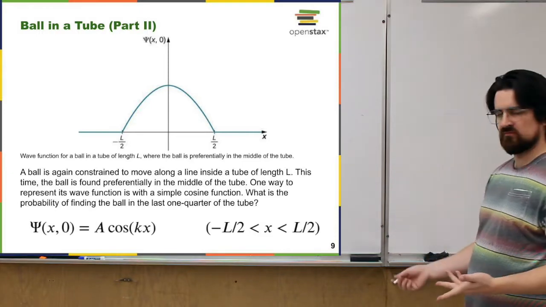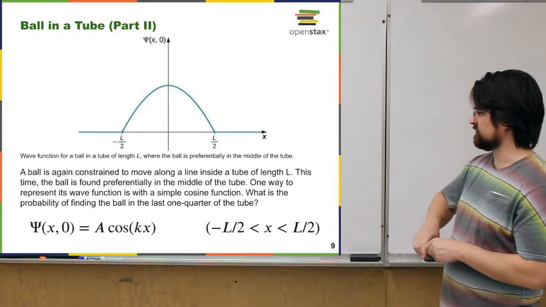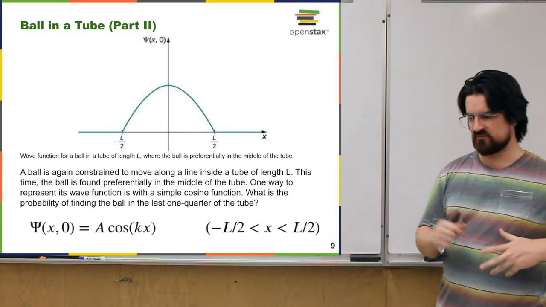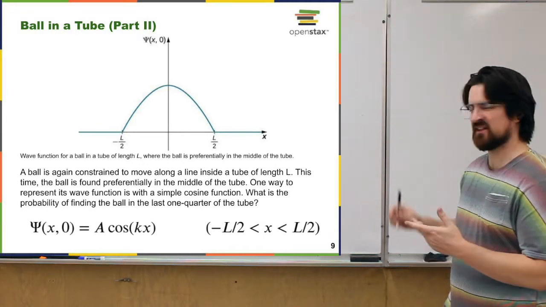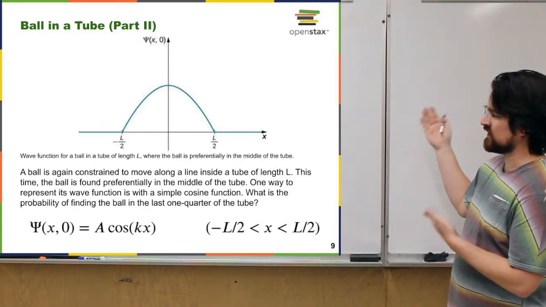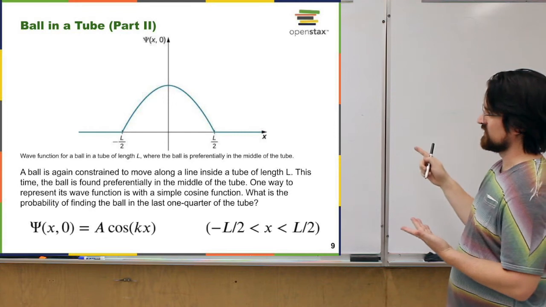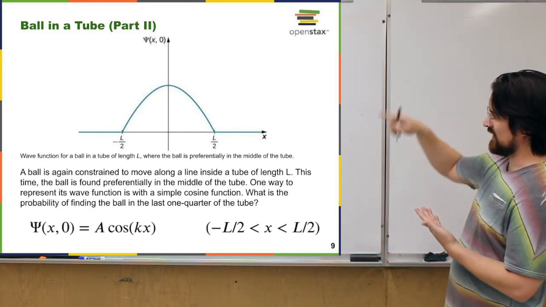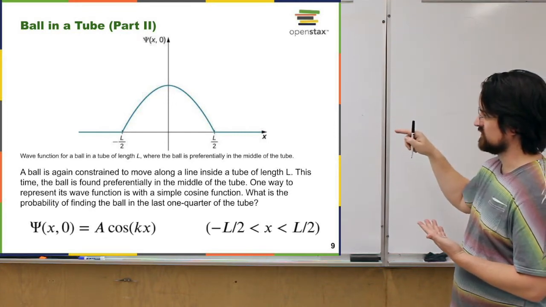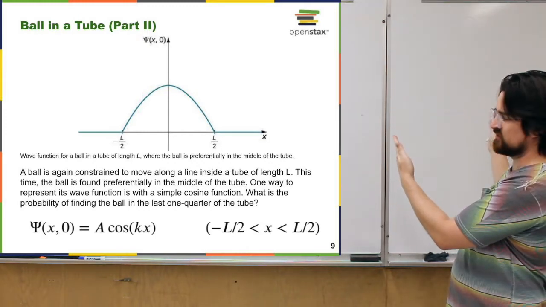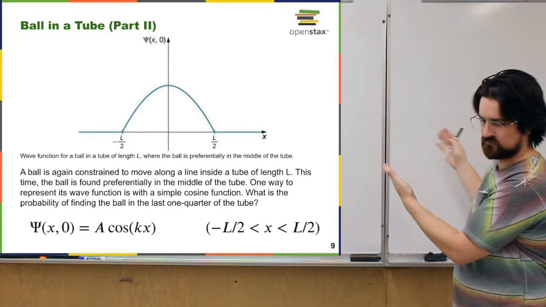k is the wave number of this cosine function, and the book goes about it a little bit differently of relating k to L, but I think it's not that difficult. If you look at this wave, this is half of a wavelength, right? It's half of a cosine function. So half of the wavelength shown here is equal to L, right? The length of that tube, minus L over 2 to L over 2, L.